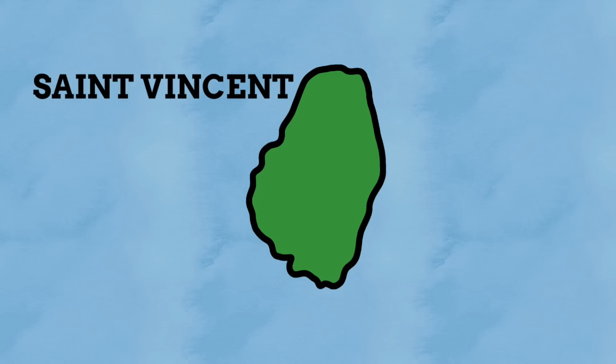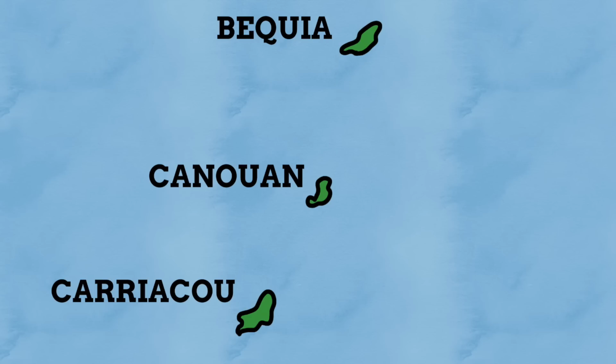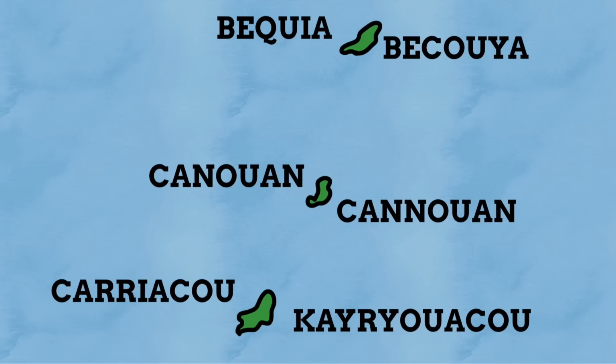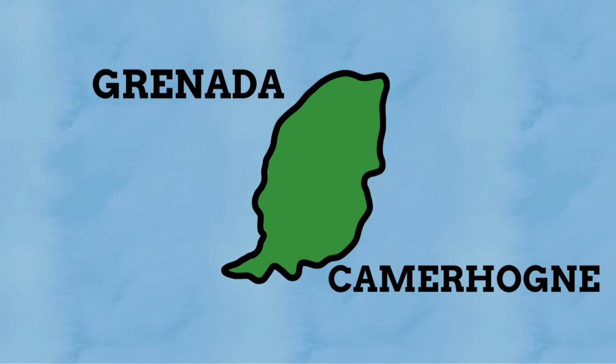St. Vincent of St. Vincent and the Grenadines fame is called Hauluna in the Carib, and this means land of the blessed. The Grenadines, however, are made up of multiple islands, three of these being Bequia, Canuan and Caracu. In Carib, these are called Bequian, Canuan and Cariocu respectively, and respectively these names mean islands of clouds, turtles and reefs. We also have the island of Grenada, which in Carib is called Camajon, meaning of all things Conception Island.